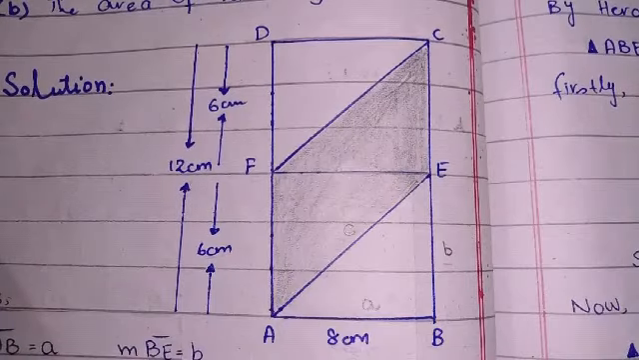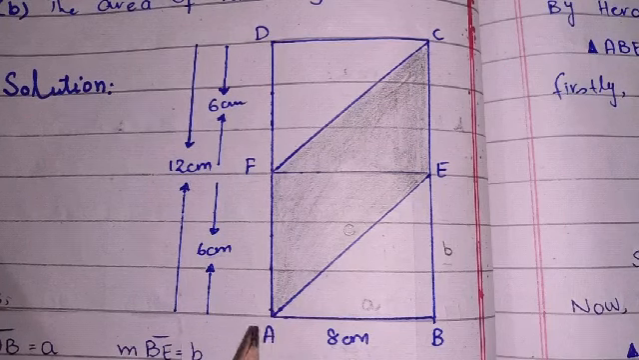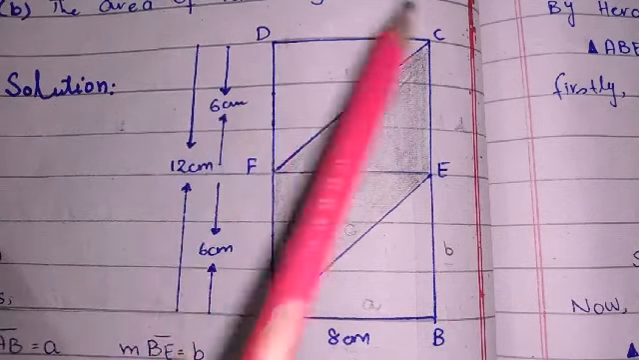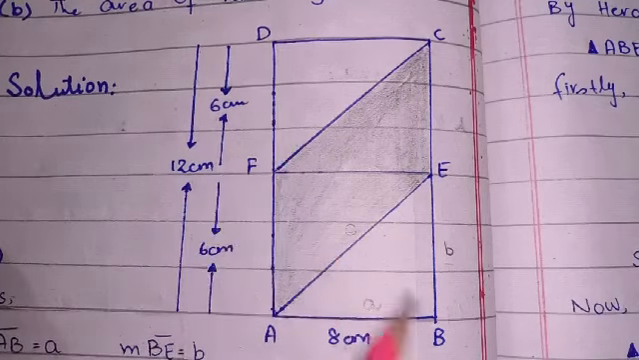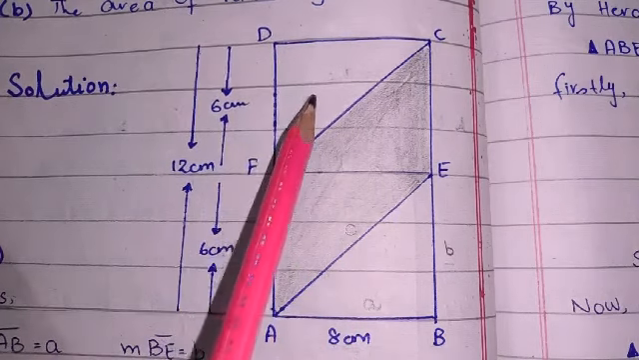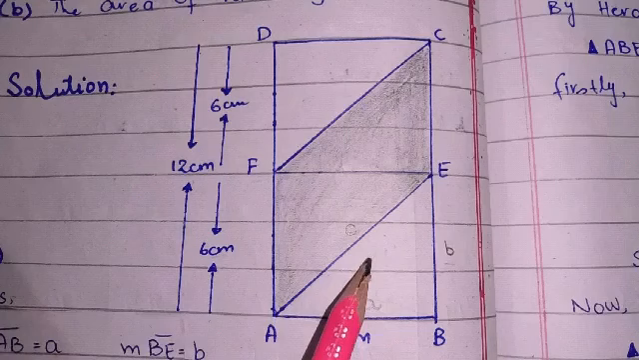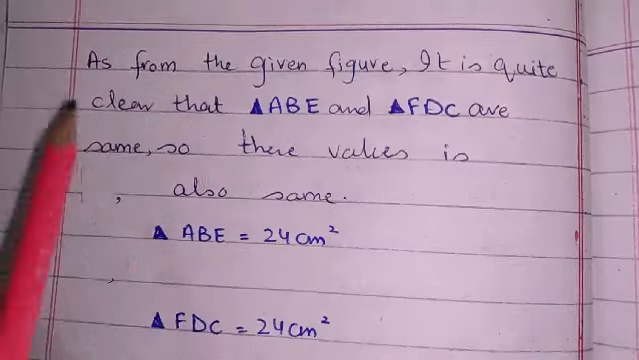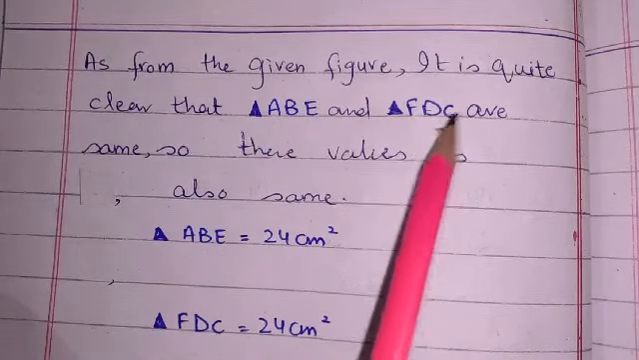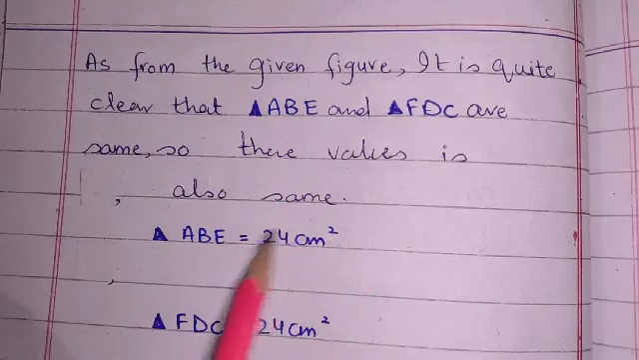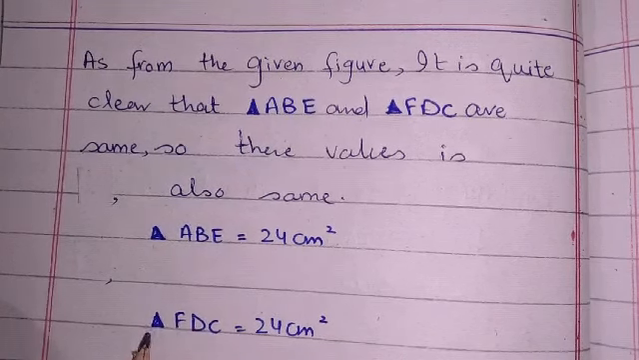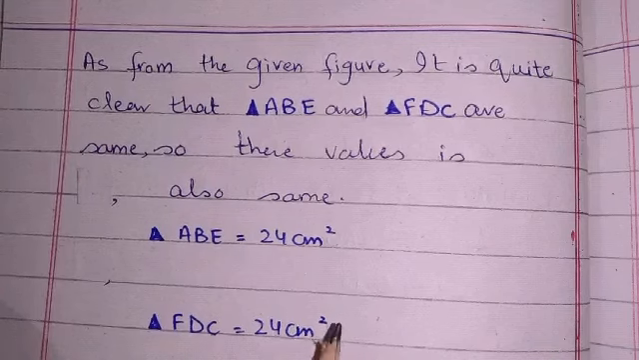Now students, before further solution, here is our figure. Students, as you can see that triangle ABE is equal to triangle FDC. As you can see that both triangles are same. If the measure of this triangle is 24, then measure of this triangle will be 24, because both triangles are same. So we will write this in a statement as, from the given figure, it is quite clear that area of triangle ABE and area of triangle FDC are same. So their value is also same. So we will write area of triangle ABE is equal to 24 centimeter square, as well as area of triangle FDC is equal to 24 centimeter square.